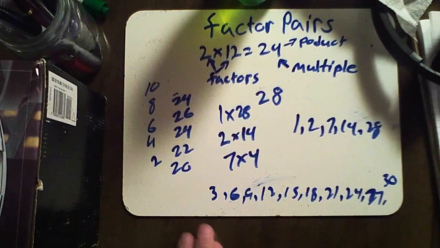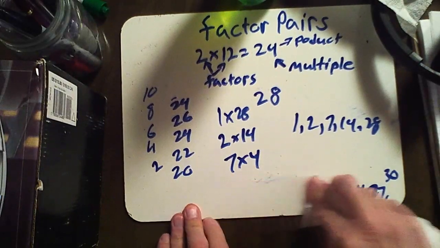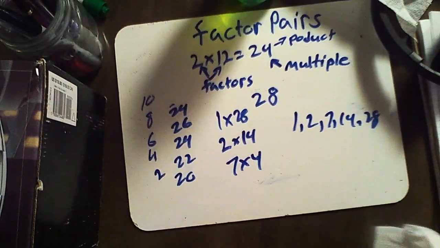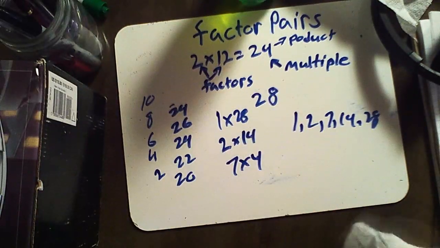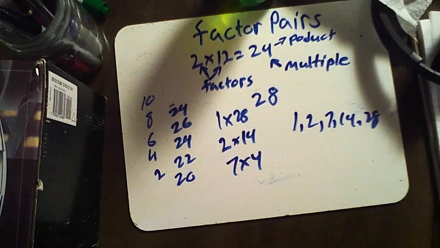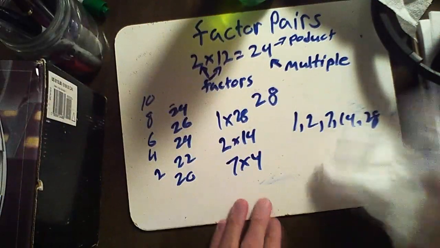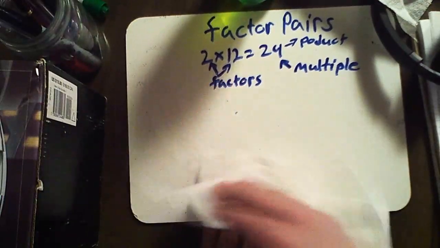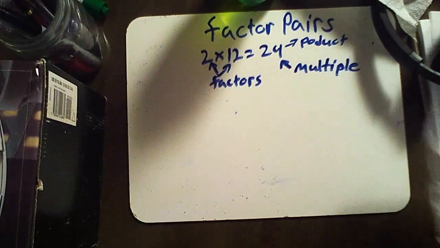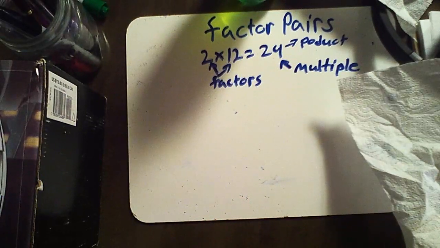All right? So there are different strategies. You can use skip counting. You can check to see, is it odd or even? You can check your multiplication facts. These are all ways of finding factor pairs. And I don't want to make this video too long. All right. So I'm going to add in one more thing.